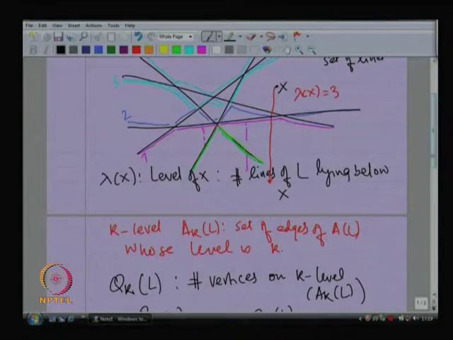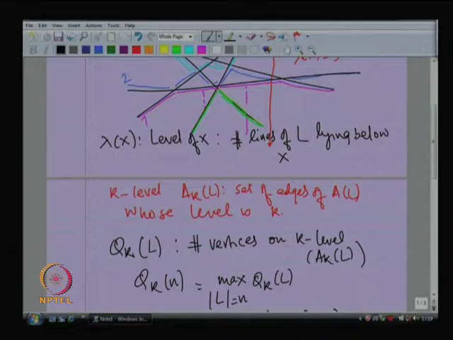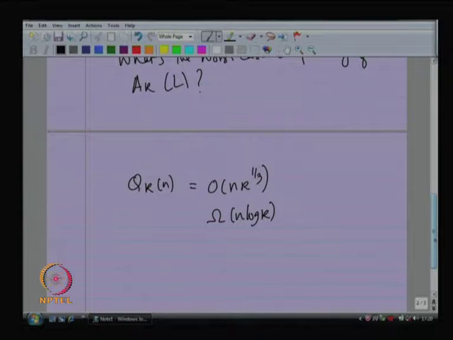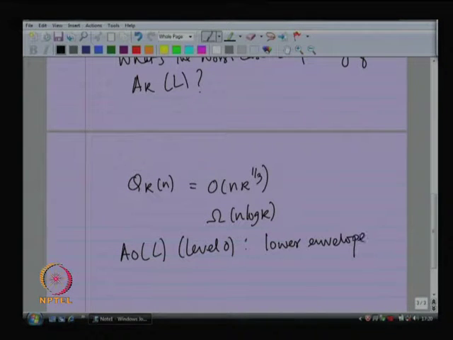Now, one thing I should say is that if you look at the level 0, which is the green line in this picture, the green polygonal chain, then one thing you notice is that level 0 is nothing but the lower envelope. Okay. And if you look at the final level, level n minus 1, that is the upper envelope.